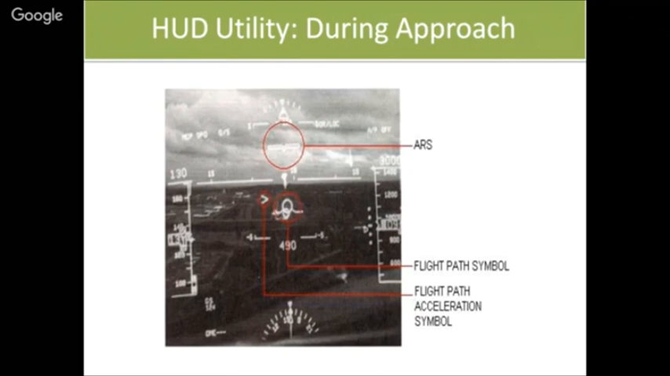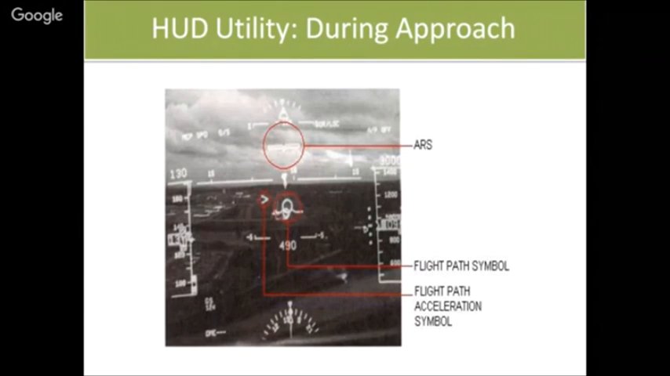Here, the picture is a bit hazy, but as you can see, this circle with wings is basically the flight path symbol or the aircraft symbol. Then you have the flight path acceleration symbol, which is basically a crocodile's mouth, a greater than sign. Now, this is the horizon line. This horizontal line is the natural horizon.